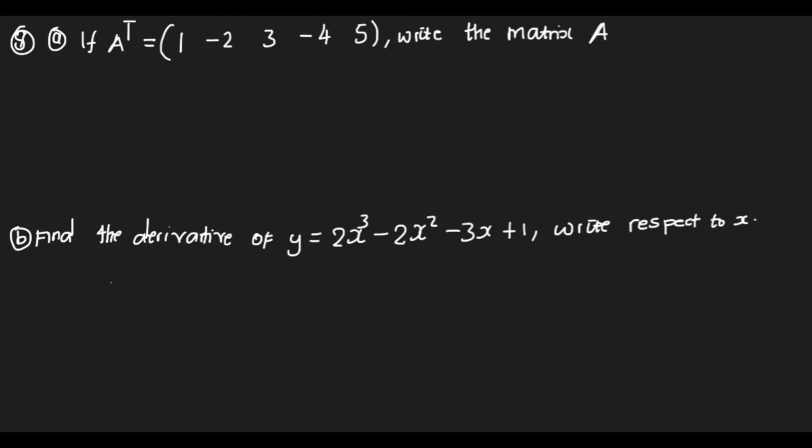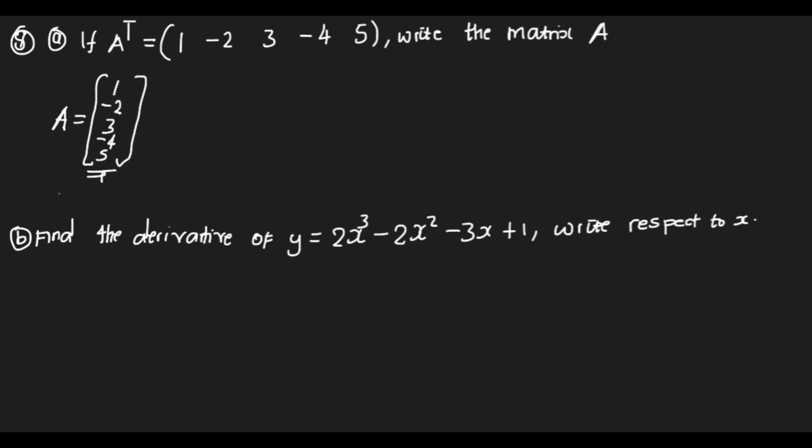So now we move on to question 8a. If matrix A transpose is equal to this, write the matrix A. So here we want to find the original matrix A since we have been given the transpose. From this we can see that we only have this row, so we need to make it a column. So the answer is we are supposed to have 1, -2, 3, -4, 5. So this is our transpose.